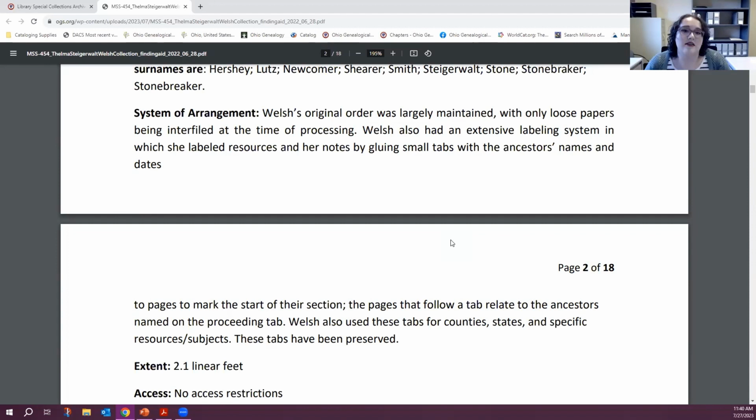She also had an extensive labeling system where she glued small tabs to individual papers and wrote the ancestors' names and dates on them. So you could tell which resource belonged to a specific ancestor or specific family. So I tried to keep those on there as much as possible. The glue is pretty dry and crispy, but we tried to keep them on. So just to note, when you open up that folder or open up that box, what it looks like inside and how it was treated when it was processed.